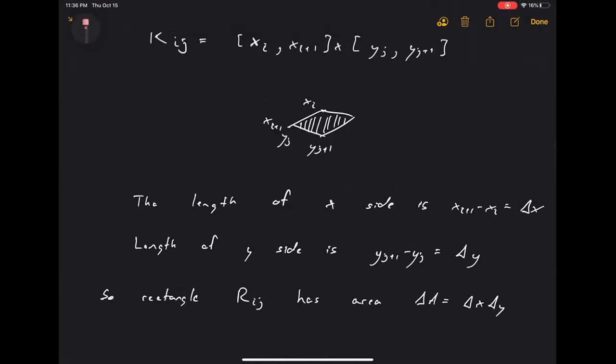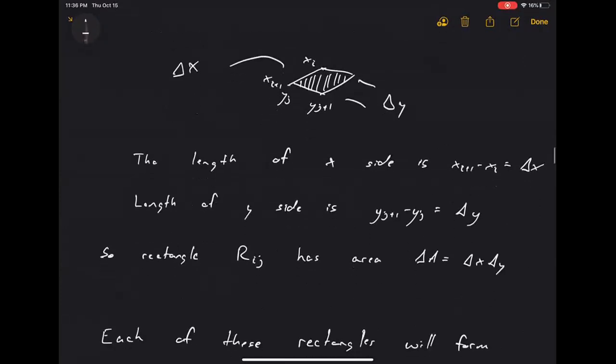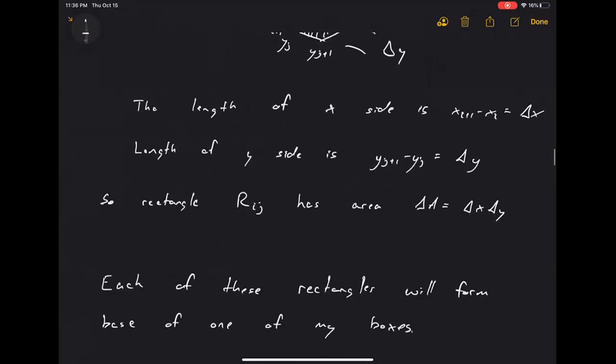Now, what is the length of the x side? Remember, we're saying all those divisions along the x-axis have the same width. Let's just call it delta x. You don't have to be too specific. And then what's the width of this side? Well, we'll call that delta y. All right. So what is the area of this rectangle? Well, it's just delta x times delta y. Okay. And let's go ahead and denote that area as delta A. Okay. So that area, delta A, is equal to delta x times delta y.